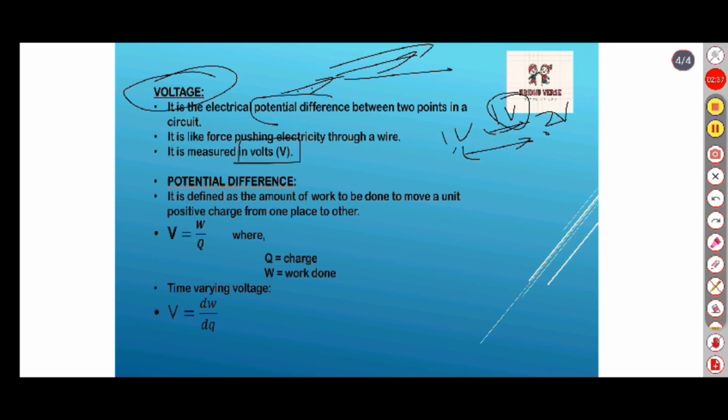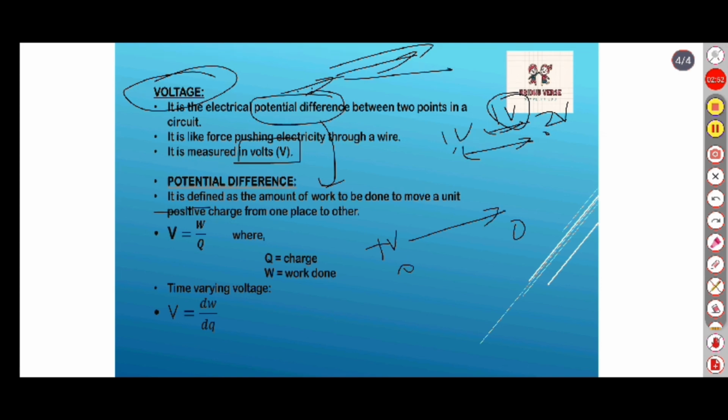And the term potential difference, which we use here, is explained here. The potential difference is nothing but the amount of work done to move a unit positive charge from one of the 2 points to the other. That is known as potential difference.